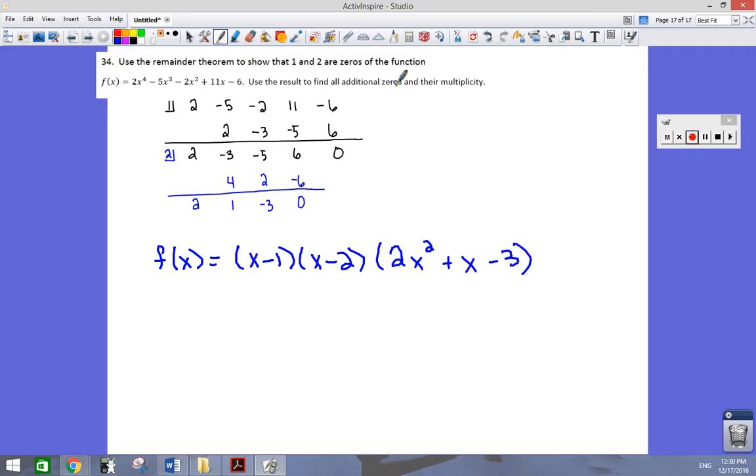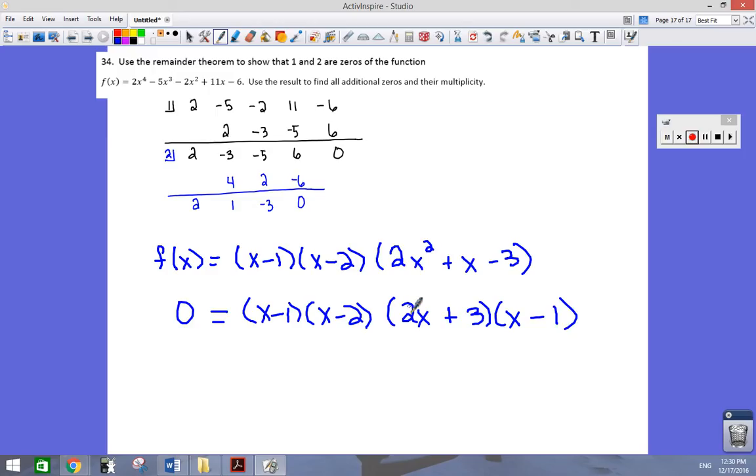Now it wants me to find the additional zeros. So we already know that 1 and 2 are zeros, but we're going to get possibly 2 more zeros over here. And we also want to talk about their multiplicity. So if I set this equal to 0, I've got x minus 1 times x minus 2. If I factor this, I've got 2x times x is 2x squared. I need two numbers that multiply together to give me negative 3, but add to give me a positive 1. So if I use 3 and negative 1, and if I multiply that, negative 2x and 3x, so there, I've got that.